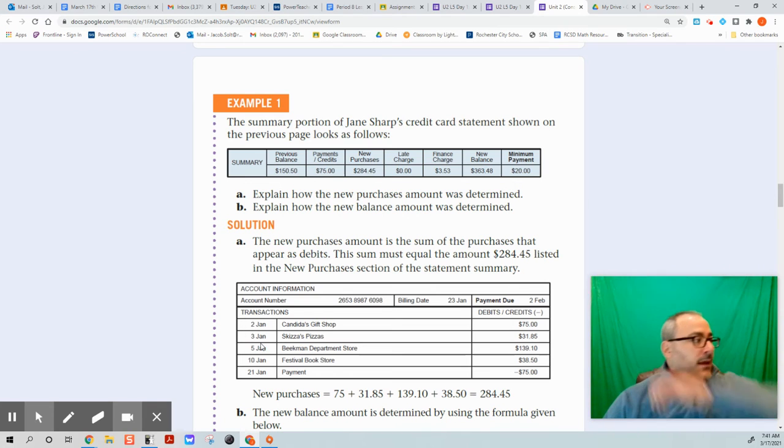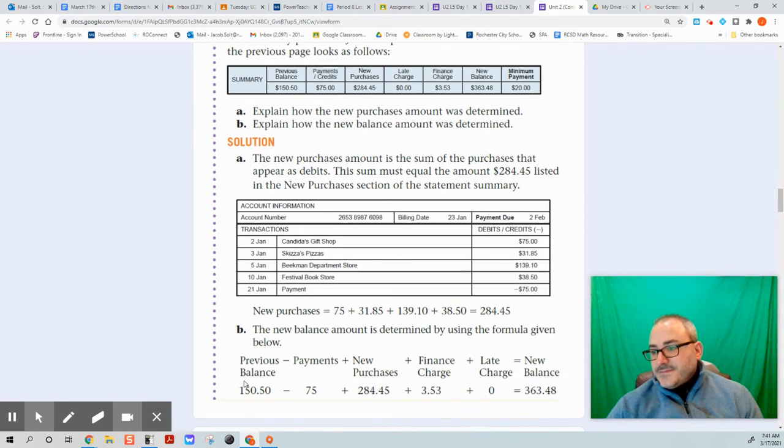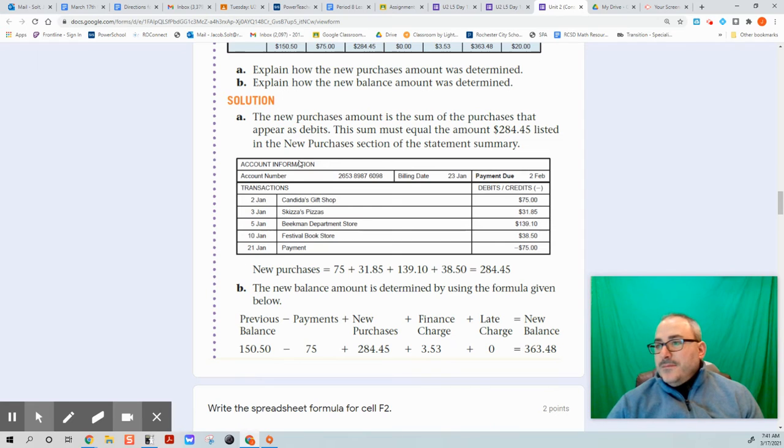All right. B is explain how the new balance amount was determined. Well, the new balance amount is determined by using the formula given below. The important thing here is just to notice that nearly everything is getting added except for payments. Payments and credits is the one thing that's getting subtracted from all this. So if you just remember previous balance, new purchases, finance charge, late charge minus payments is the new balance. You're good to go.